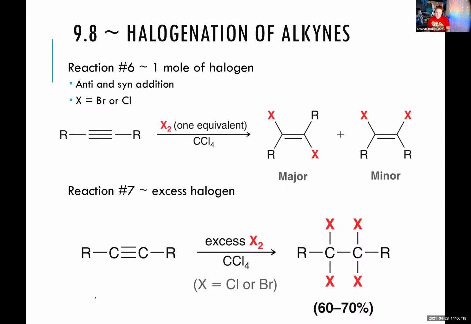So here's what we're doing in our alkyne chapter. Reaction number 6 is just using 1 mole of the halogen. So we're starting with our alkyne, reacting it with one equivalent of X2. Notice it tells us right here, the X can be bromine or chlorine. So no fluorine, no iodine. Remember, fluorine is too reactive, a little bit explosive. Iodine is too unreactive, just too slow. So we stick to the middle ones.